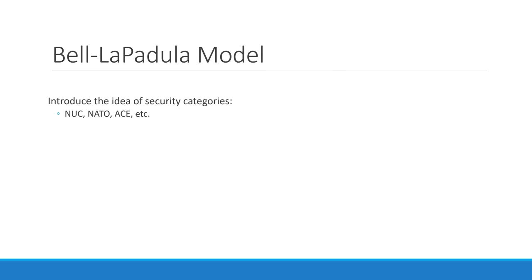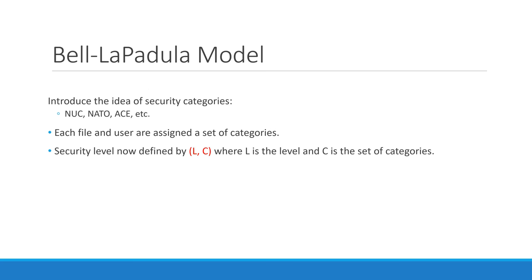Okay, going along with that, the Bell-LaPadula model introduces the idea of different security categories that are attached to both subjects and objects in a system. Each file and user is assigned a set of categories. So instead of being defined only by the security clearance level, now objects and subjects both have a set of categories C attached to them.